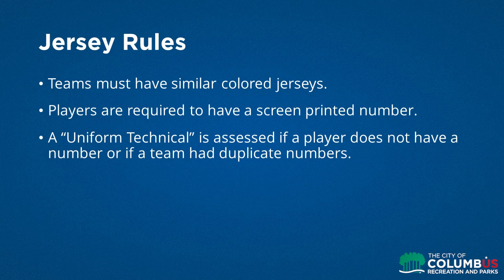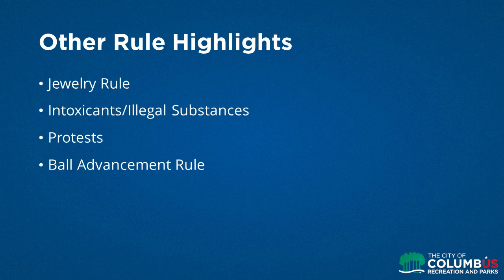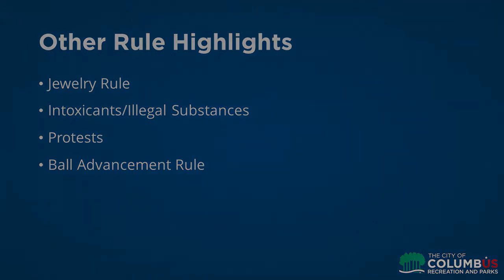CRPD enforces jersey rules for all adult leagues. Teams must wear similar colored jerseys. All players are required to have a screen-printed number. Tape or markers cannot be used to make a legal number. If a player does not have a proper number, they are assessed a uniform technical when they enter the game, and the opposing team is awarded 2 points. A uniform technical is also awarded if a team has 2 players with the same number. Please review the full rulebook before registering for a league. Familiarize yourself with all of the rules and procedures listed here, and contact the office if you have any questions.